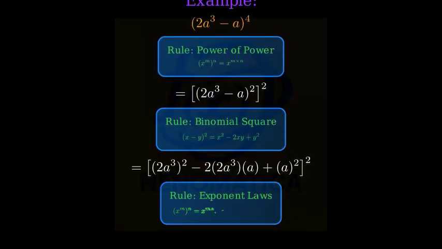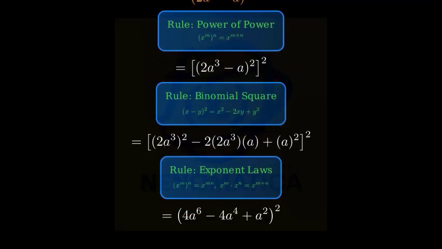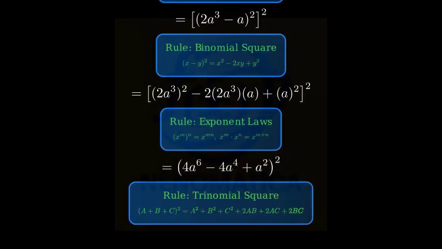Now, let's simplify the expressions inside the bracket. 2a cubed squared becomes 4a to the 6th. 2 times 2a cubed times a becomes 4a to the 4th. And a squared is just a squared. So we have 4a to the 6th minus 4a to the 4th plus a squared, and this entire expression is squared. Now, we need to square this trinomial.